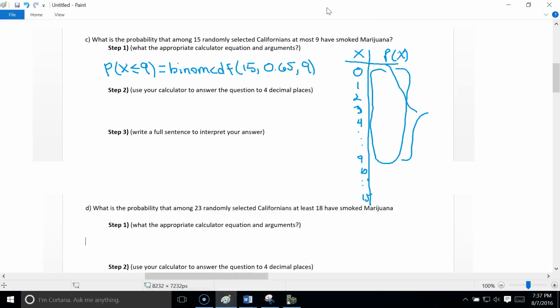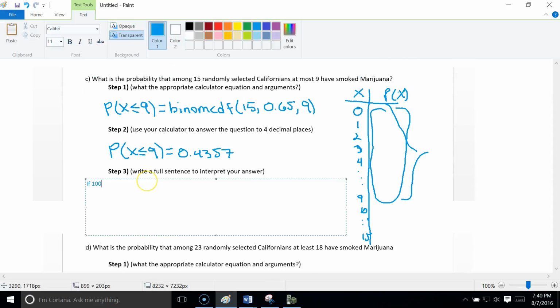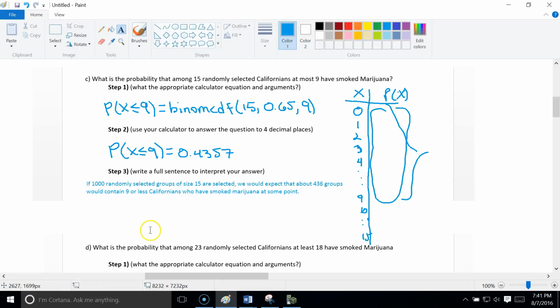So the answer, the probability answer is 0.4357. And then as far as an answer, very similar to the one above. If 1,000 randomly selected groups of size 15 are selected, we would expect that about 436 of these groups would contain 9 or less Californians who have smoked marijuana at some point.